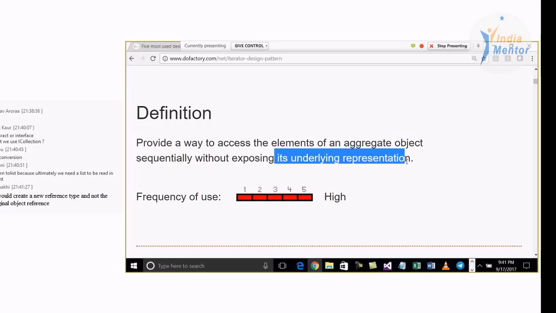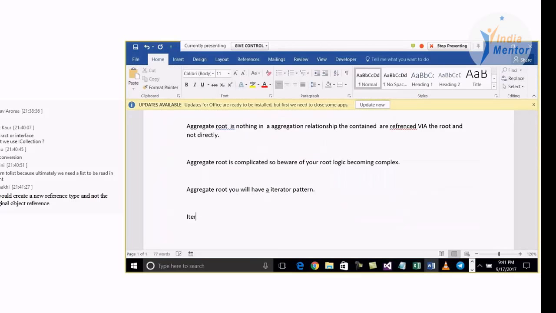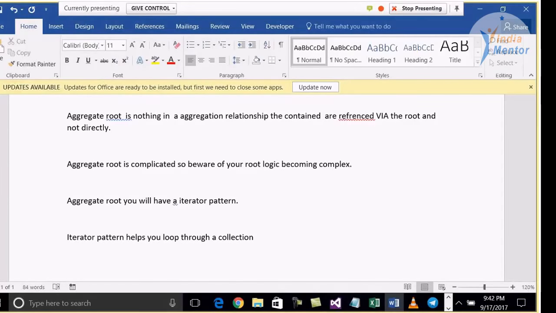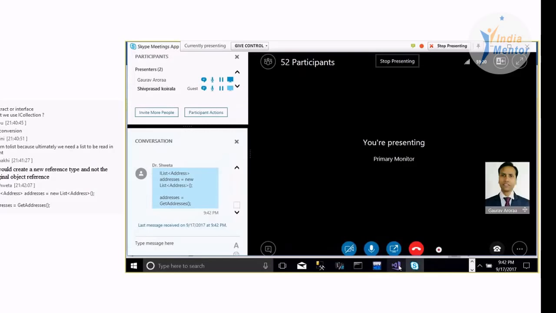So remember that the iterator pattern cannot exist without an aggregate root. Quickly, I can say here, the iterator pattern helps you to loop through a collection in an aggregate root condition, right? So guys, any questions out here on what is an aggregate root on this one?